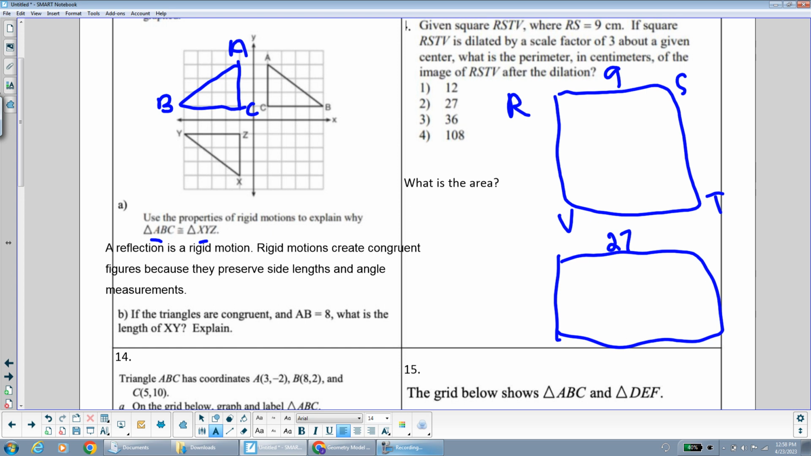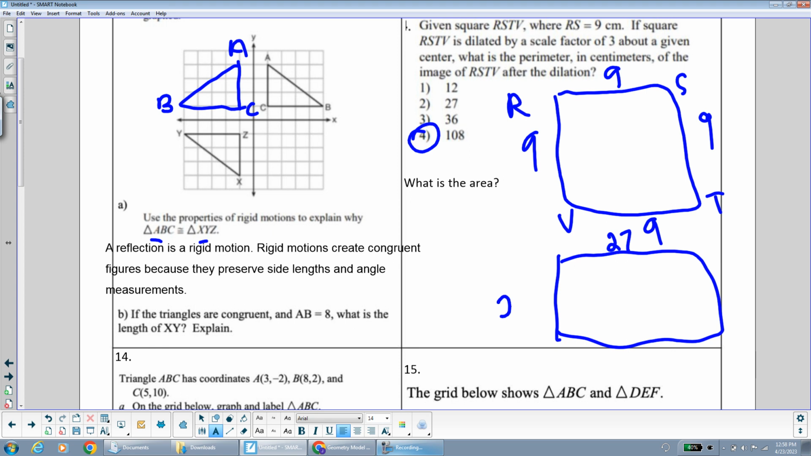What is the perimeter in centimeters after the dilation? Well, squares have all equal sides. So the perimeter would be 27 times 4, which would be 108. You could also get the perimeter of the original and then just multiply it by 3. So the perimeter would be 108. That's 27 times 4 sides.